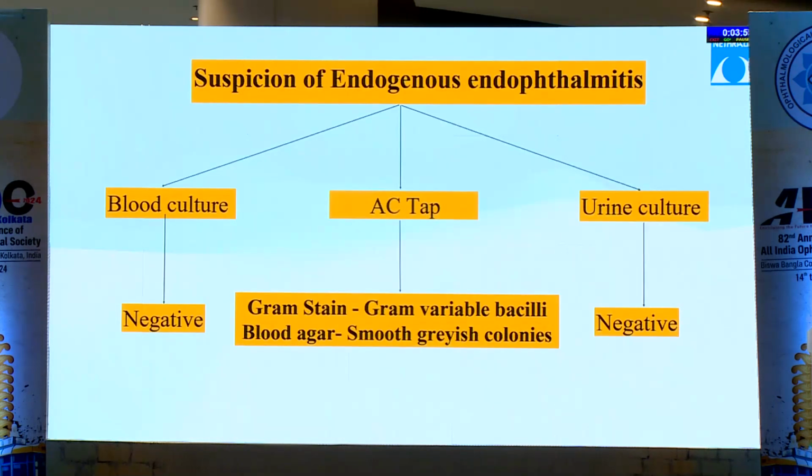So a suspicion of endogenous endophthalmitis was made. Blood and urine samples were sent for culture and anterior chamber paracentesis was performed. The anterior chamber tap revealed gram variable bacilli. Smooth flat greyish colonies with few microcolonies were observed. The organism could not be identified by routine biochemical tests. Based on the sensitivity report, the child was started on parenteral antibiotics and was planned for lensectomy and vitrectomy.